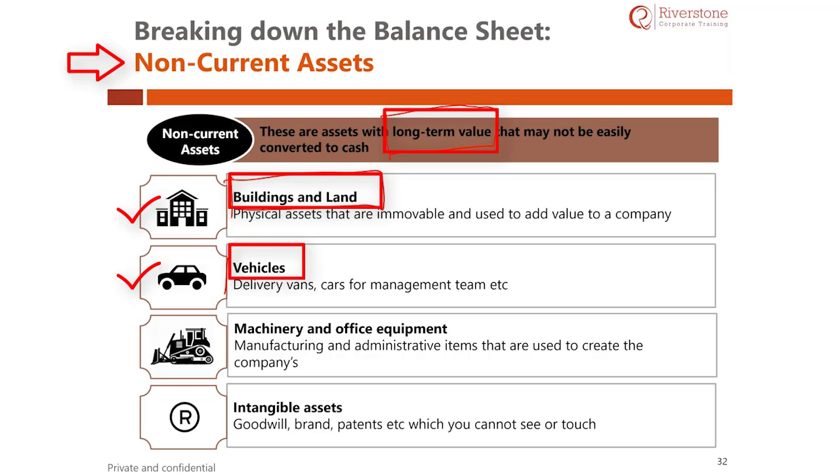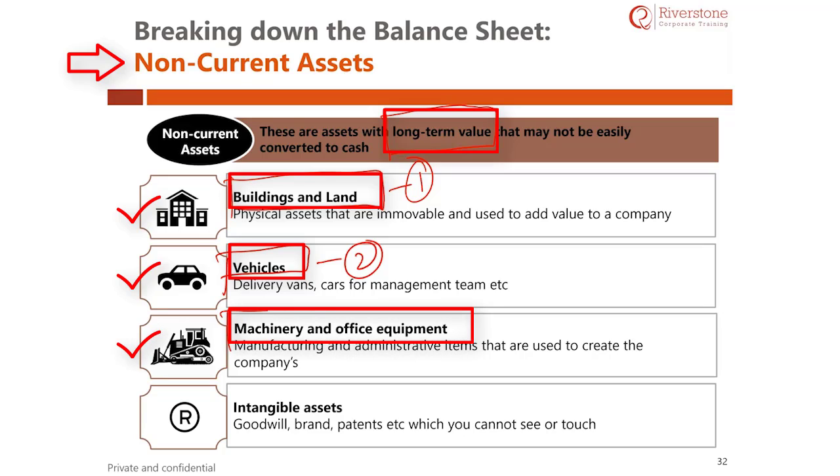The second asset is vehicles. The company may have many delivery vans, vehicles, many buses for the transport of employees, or cars for the executives and top management people. These vehicles are assets and can be sold. The vehicles are more liquid than buildings and land. However, the vehicles are less liquid than the inventories and other assets.